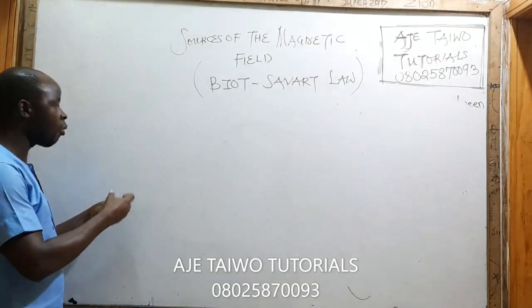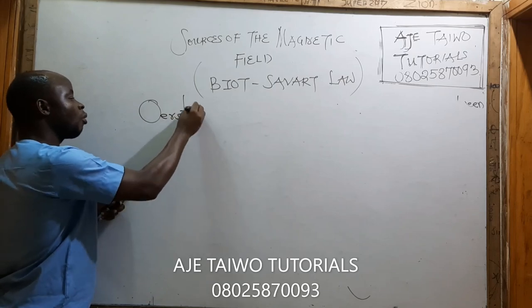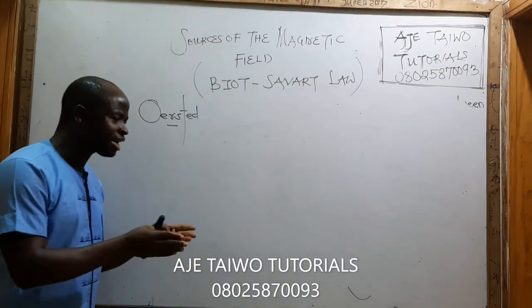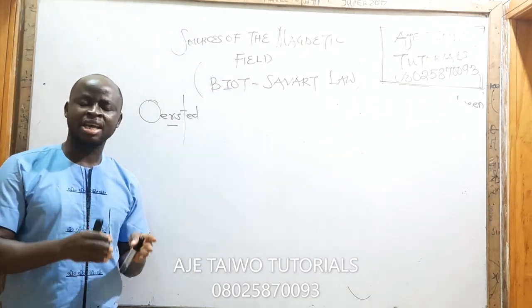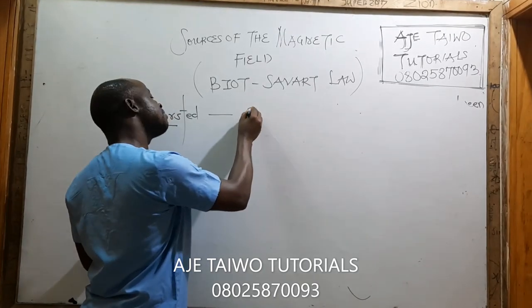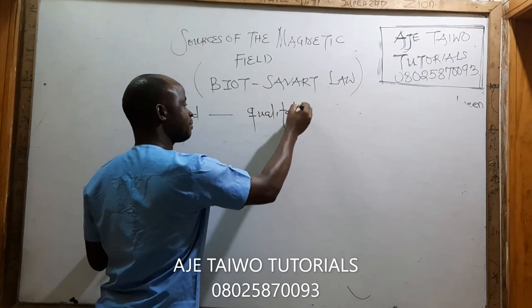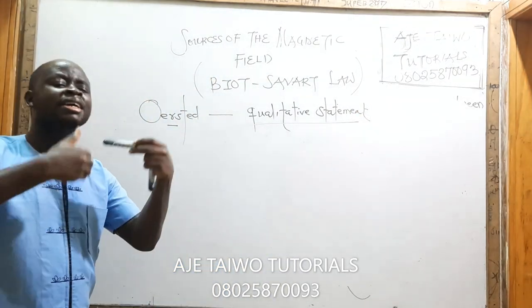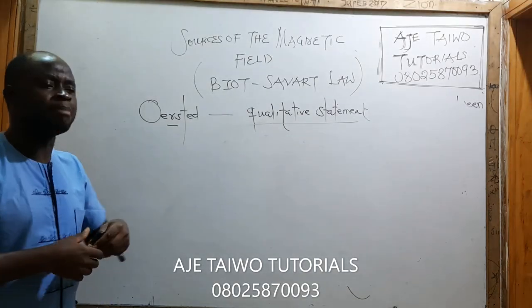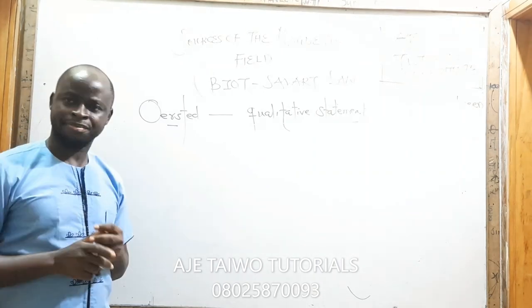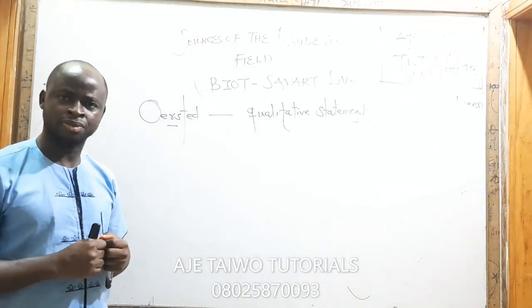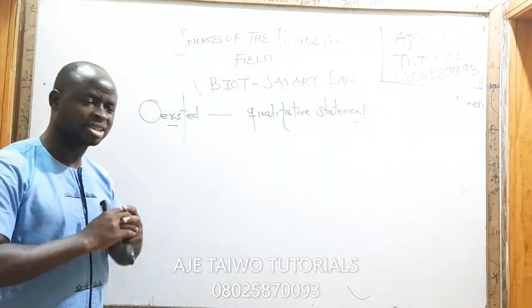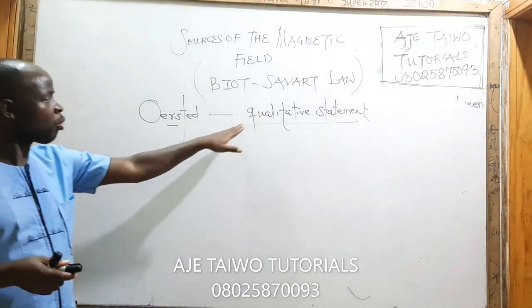Now, if you recall what Oersted said, Oersted said a current carrying conductor will establish or will create a magnetic field. What a statement! And that statement is considered to be a qualitative statement. The statement only lets us know that a current carrying conductor will establish a magnetic field. Agreed. It's tested. He proved it. I showed the proof, when he placed a needle across a current carrying conductor, and the needle was deflected. That's Oersted. He gave us a qualitative statement.